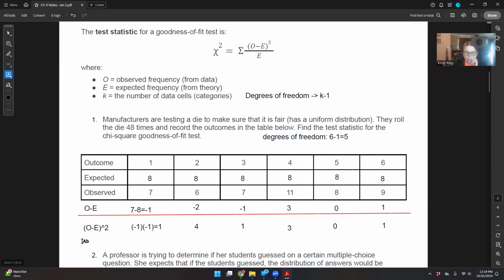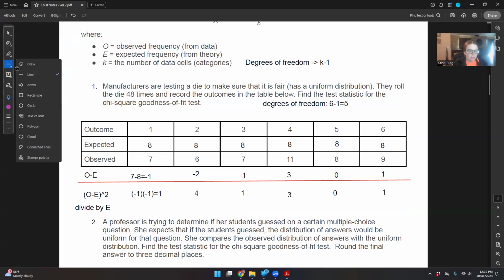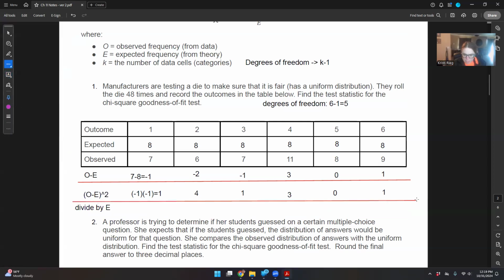So this first one, let me just write what we're doing. Divide by E, just so you know where these things are. We're going to get lots of fractions here, and I'm kind of taking up giant spaces. So 1 divided by 8, I'm just going to write it as a fraction, and I'm not even going to worry about reducing it because the calculator will take care of that.